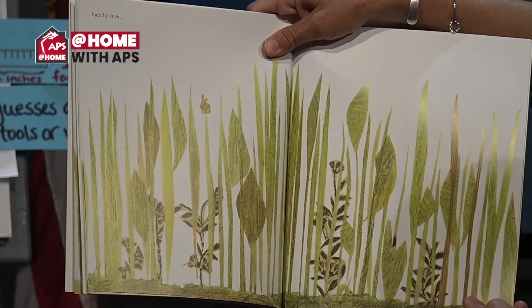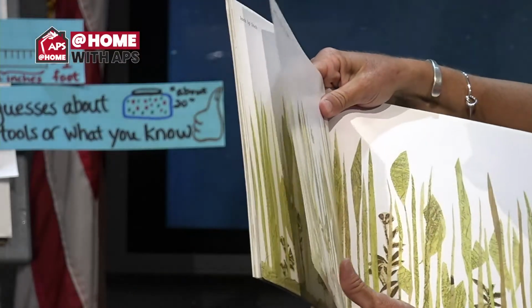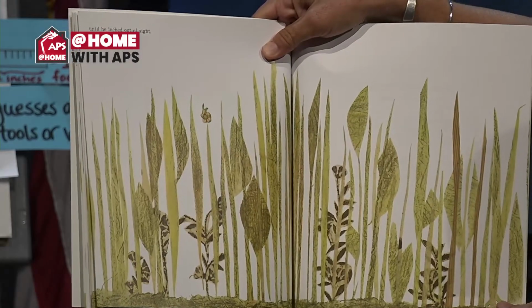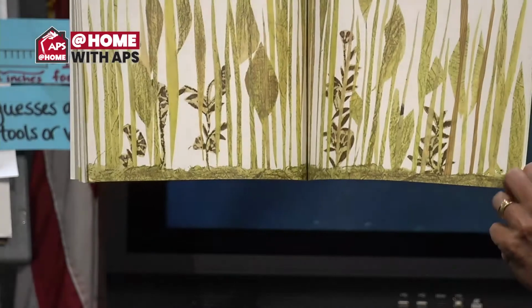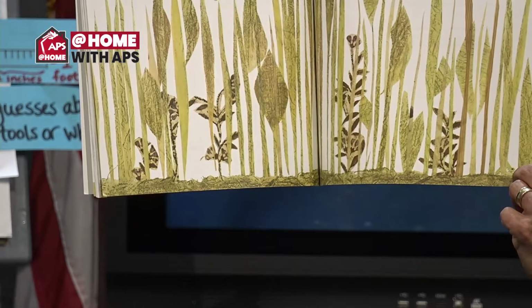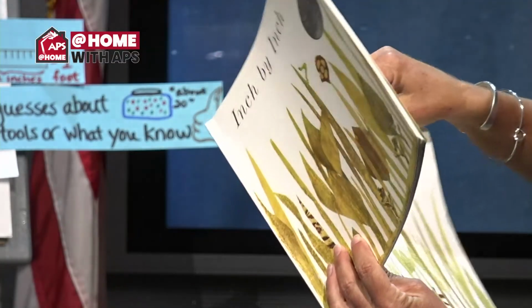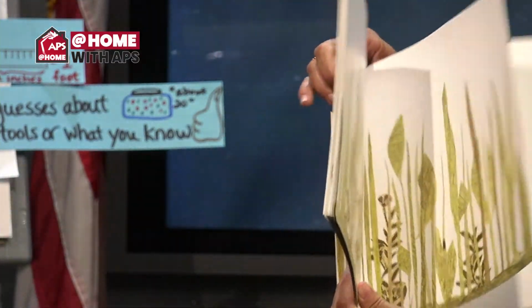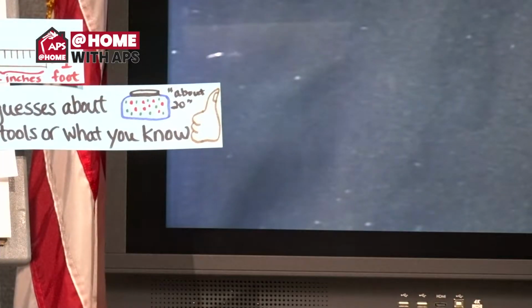Inch by inch, he measured the song until he inched out of sight. There he is. He's almost out of sight. He's at the very edge of the page, the very edge of the grass, and he's going to get away from the nightingale. You actually can measure songs. We can measure songs with time, right? That's a different way to measure.